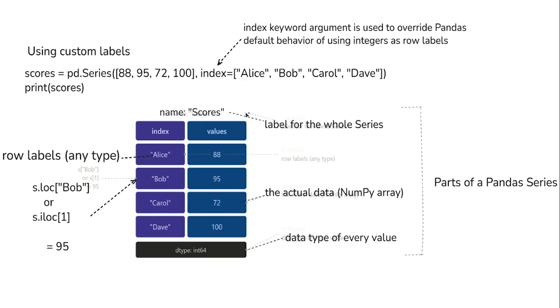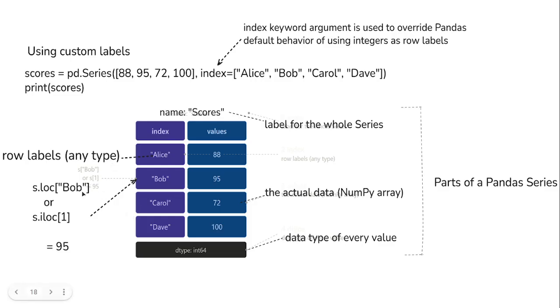We have our name, which is cost, which is the label for the whole Series. We have the actual data, which is our NumPy array, the first value, and the data type for every value. We also have our row labels, that is shown as our index.